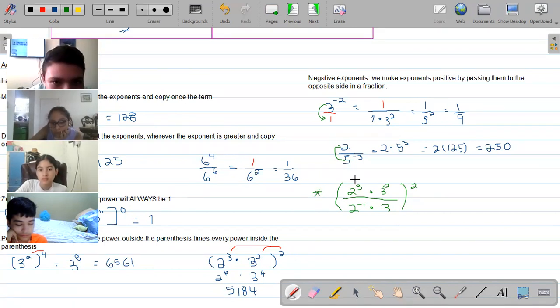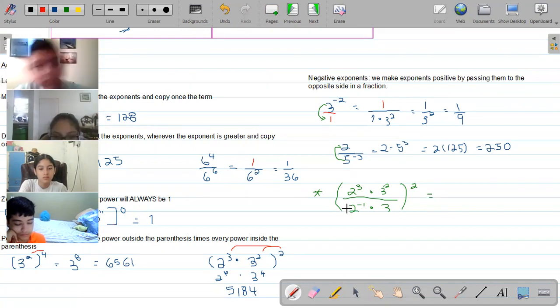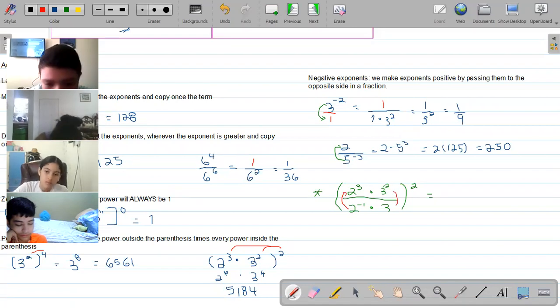I'm placing a little star there so you know that it includes more than one of the rules, okay? So what are you going to do? First, always, make the negative exponents positive. So this 2 to the negative 1 has to come to the numerator and be positive. And this 3 to the negative 2 power has to come down here to make it positive, okay?